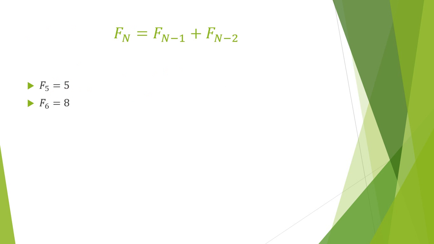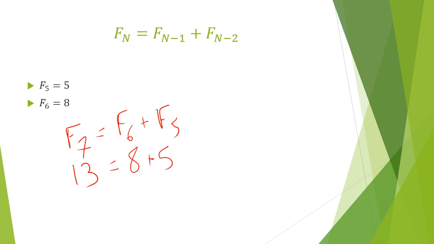Now let's say we want to find a Fibonacci number. If we want to find the 7th number of the Fibonacci sequence, what you'd have to do is find the 6th and the 5th and add them together. So it would be f sub 6 and f sub 5. Add them together, so that would be 8 plus 5. So the 7th number is 13. And that's how you would do this.